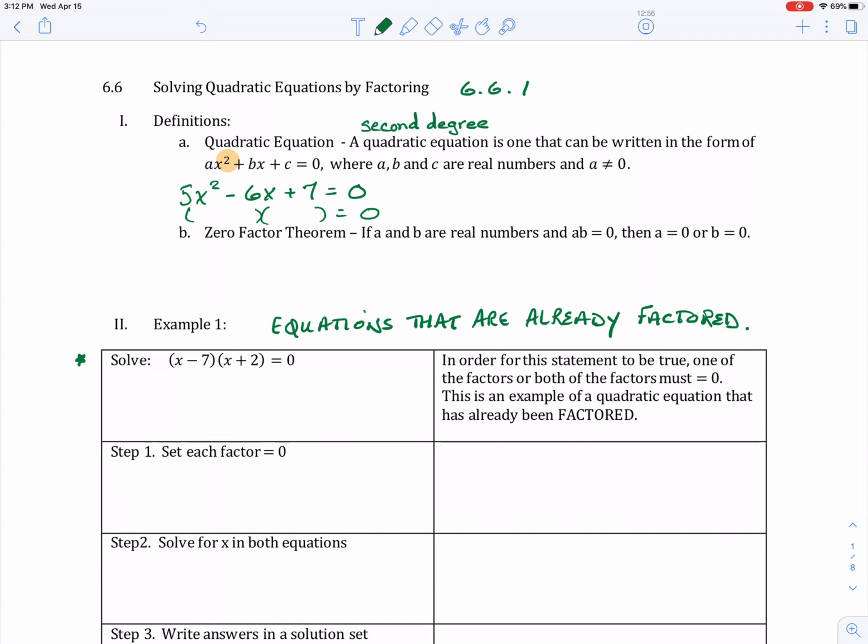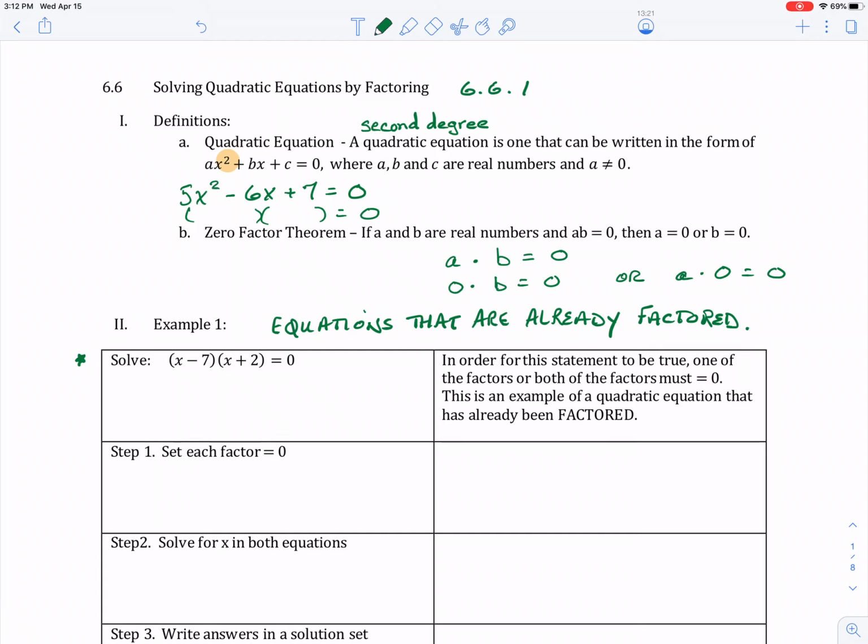The other thing we'll be using is something called the zero factor theorem, which says if you have 2 numbers that are multiplied together, and the answer you get when you multiply them is 0, then either A had to be 0, or B had to be 0. So in order to produce a product of 0, one of the 2 factors had to be a 0 factor.